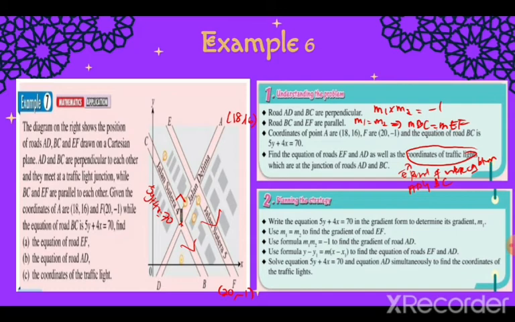And then solve the equation 5y plus 4x equals 70 and the equation AD simultaneously to find the coordinates of the traffic lights. Why? Because previously I told you that the traffic light is the point of intersection between line AD and BC. So when we talk about point of intersection, how can we solve the matter? By using simultaneous equations.